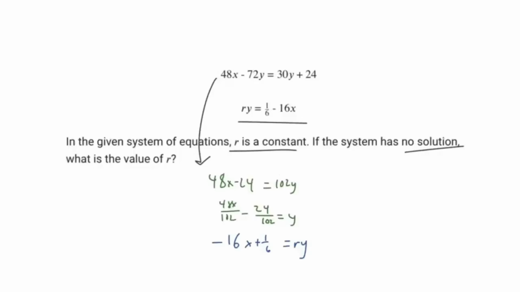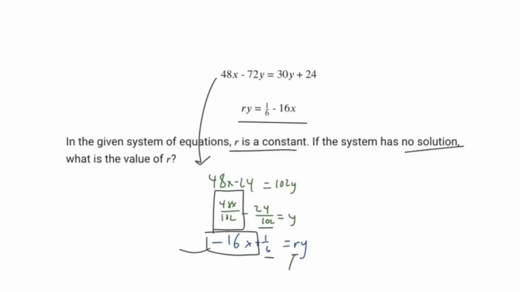This is important because we want to know the actual slopes. Our actual slope here is 48x over 102, and this one over here is negative 16x. When you talk about a system with no solution, that means the lines don't intersect. In a system of linear equations, the only way that two lines don't intersect is if those lines are parallel. And how do you get parallel lines? You need the exact same slope but different y-intercepts. They have different y-intercepts, but they need the same slope, which they currently don't have, but we can give them the same slope by changing r to the correct value.